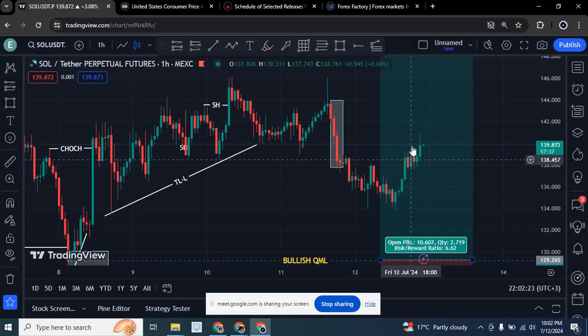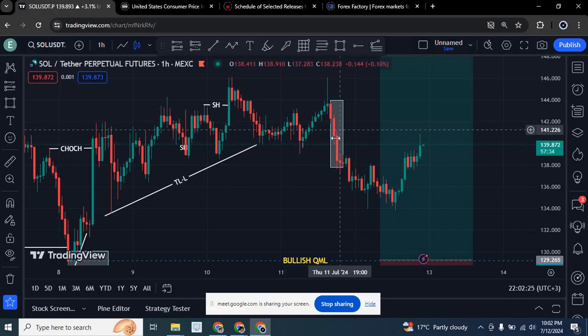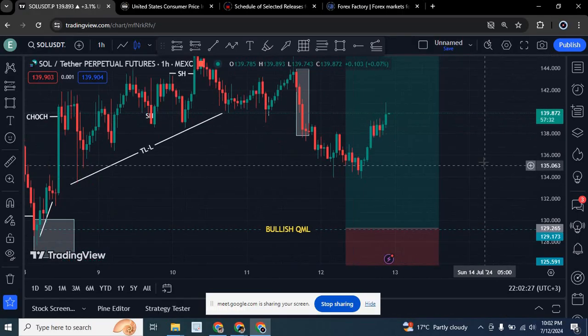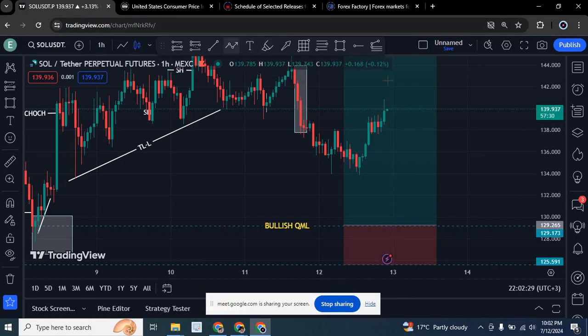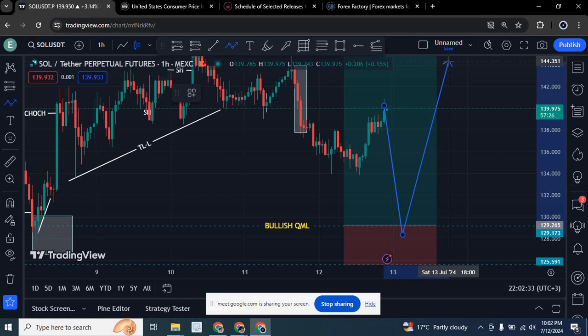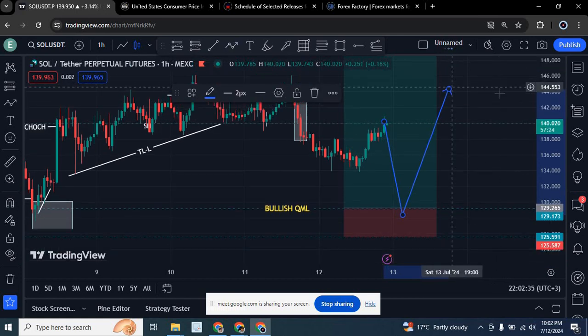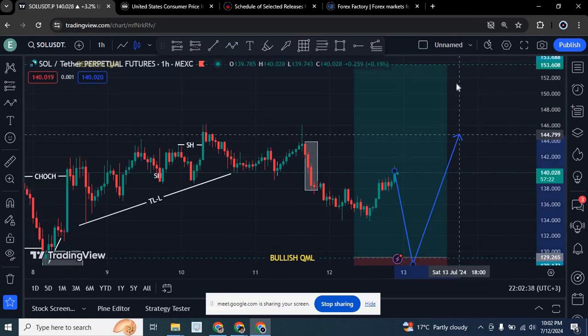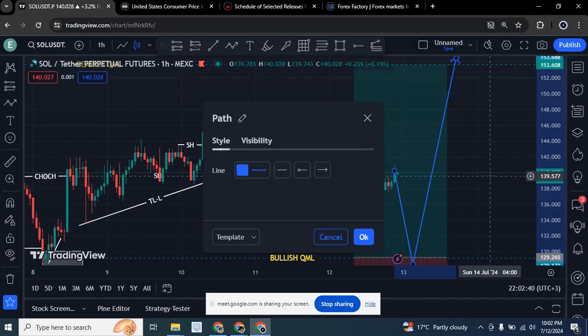And no wonder we are seeing this market now coming to fill these imbalances. And after filling those imbalances, I'm hoping that it's going to come down like this, trigger me in, then go all the way to my take profit on the bullish order block right there, like that.